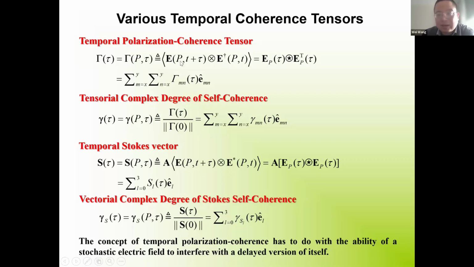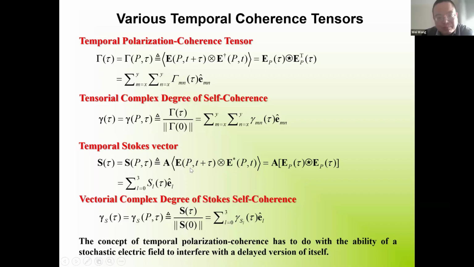Here the positions P are the same. Similarly, we also have the tensorial complex degree of self-coherence. Once again, it has been normalized by the Frobenius norm of gamma at equal time. Equal time means that the time delay tau is equal to 0. In a similar way, we also have the temporal Stokes vector. The temporal Stokes vector is in this way.